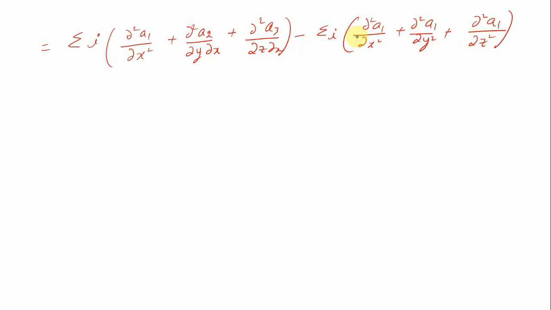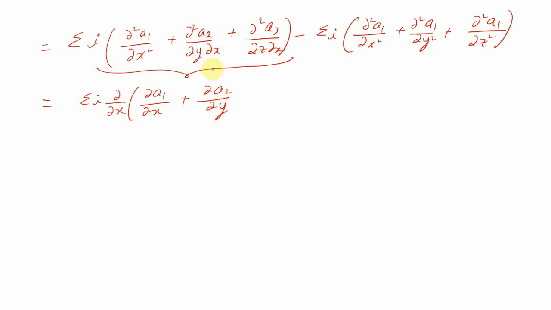So next I will take out the first ∂/∂x outside from this first term, and from this I will take summation i as it is. So this is going to become, students, summation i, ∂/∂x is common in this first part. So I just take this as ∂a1/∂x plus ∂a2/∂y, ∂x is outside, so this is again plus ∂a3/∂z.